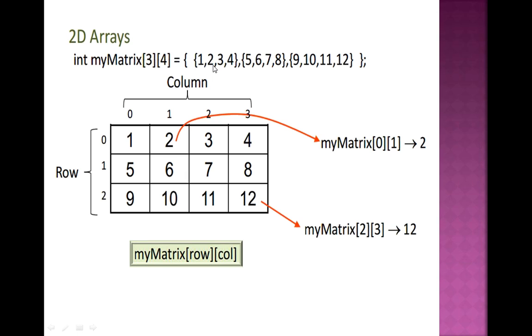Here there is a curly brace with 1, 2, 3, 4, 5, 6, 7, 8, 9, 10, 11, 12. This is at 0, 1 location, that is my matrix 0, 1, that is your value 2. That is my matrix 2, 3, this is your third row and fourth column. This is how we can access it, that is my matrix with row and the column.